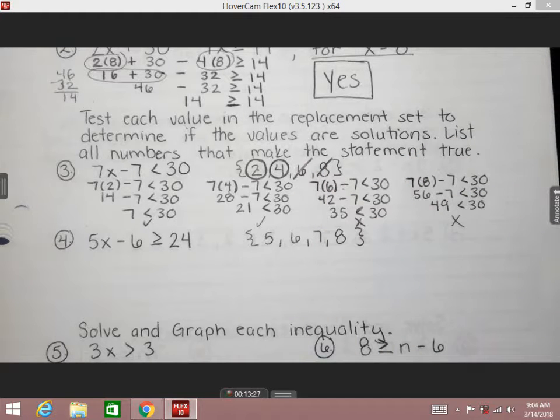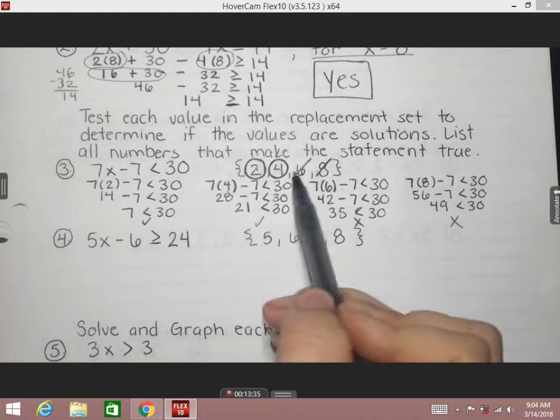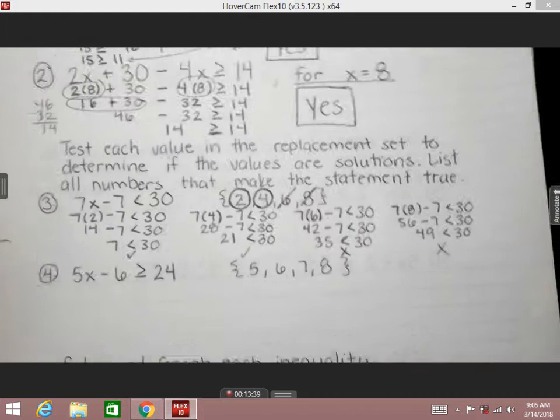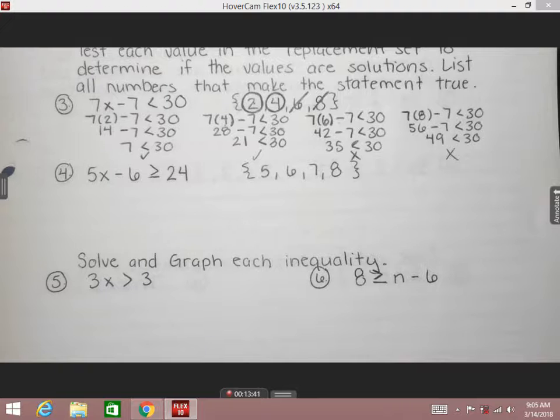Okay. So this answer only had 2 solutions. Does that mean in the whole wide world of numbers there are only 2 numbers that can be X? No. But in this list, only 2 of them work. Okay. All right. So let's do number 4. What number am I going to start with on number 4, Cannon?